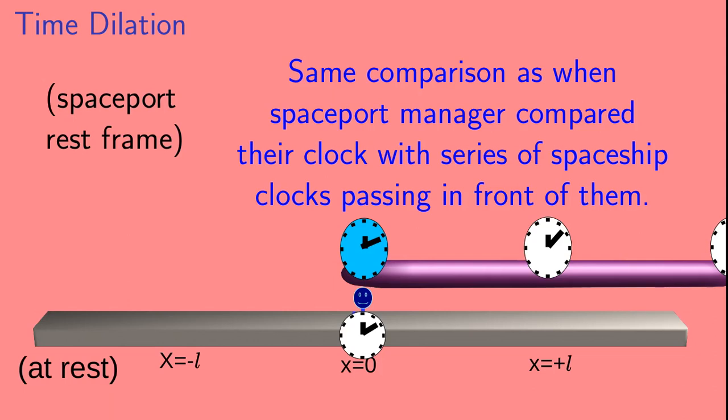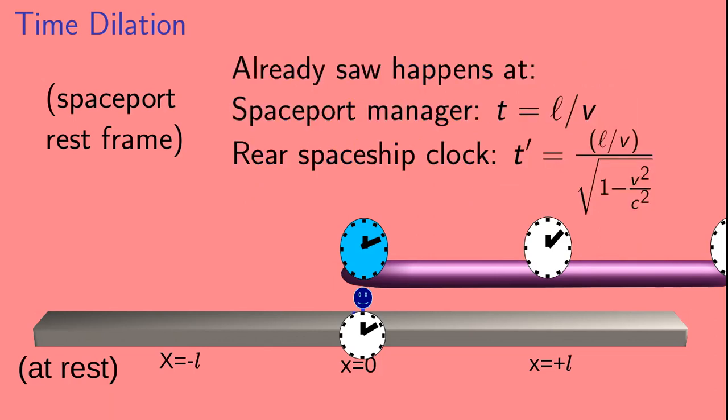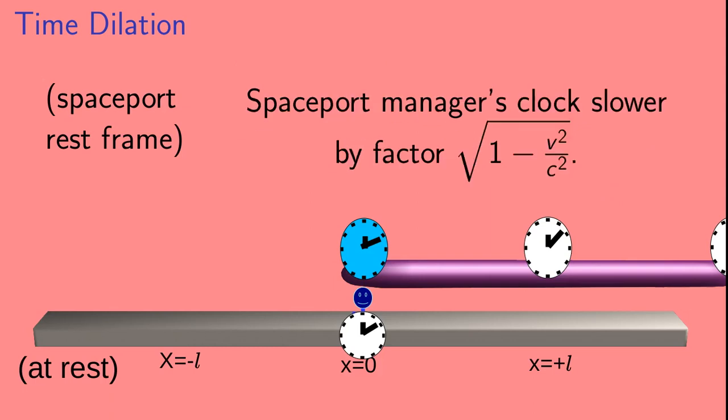But this is the same comparison as what was done when the spaceport manager compared their clock with the series of spaceship clocks passing directly in front of them. We already saw what happens when comparing the spaceport manager's clock to the rear spaceship clock. The time t on the spaceport manager's clock is smaller by a factor of the square root of 1 minus v squared over c squared. So the spaceport manager's clock is slower by a factor of the square root of 1 minus v squared over c squared.